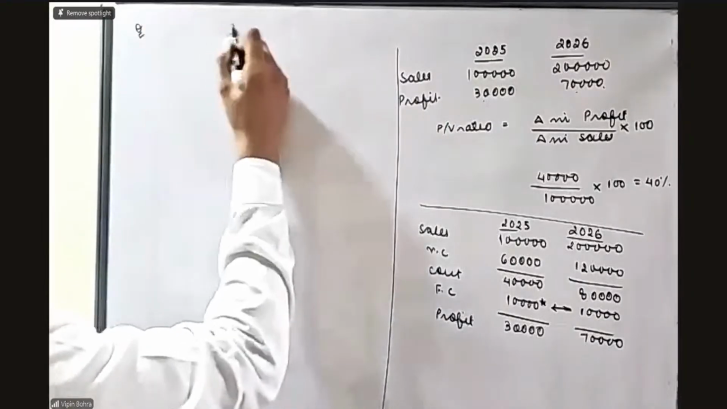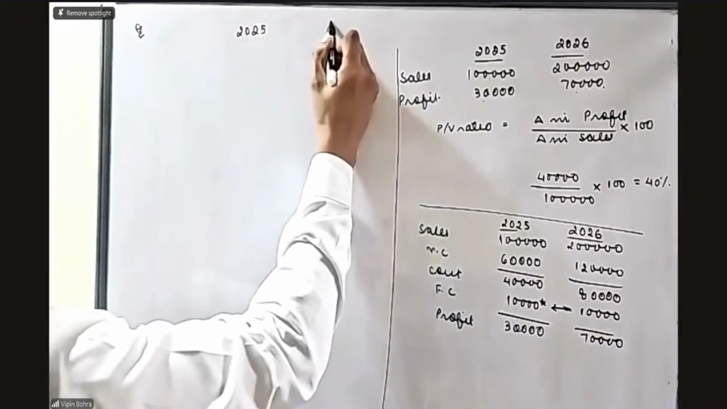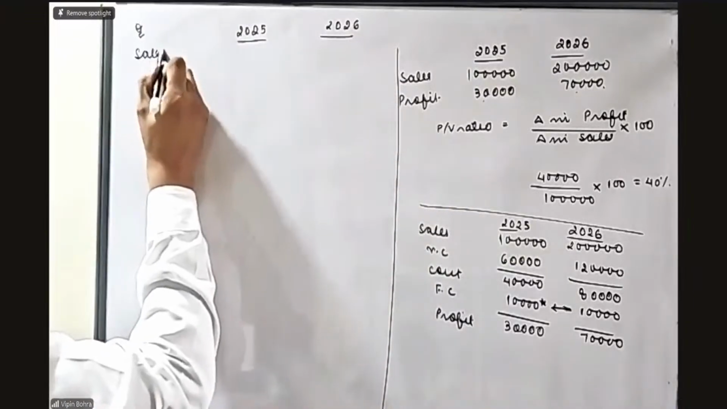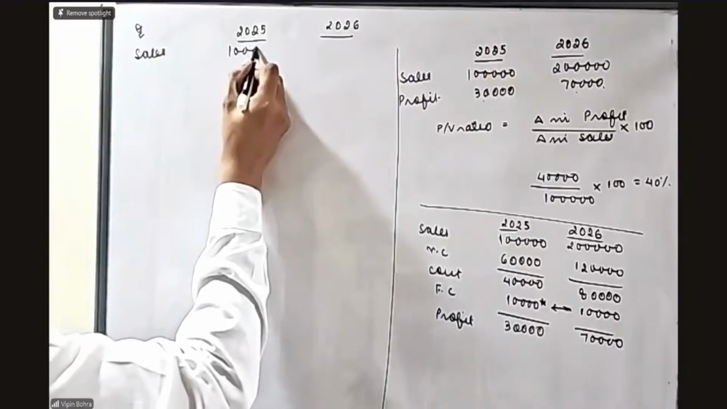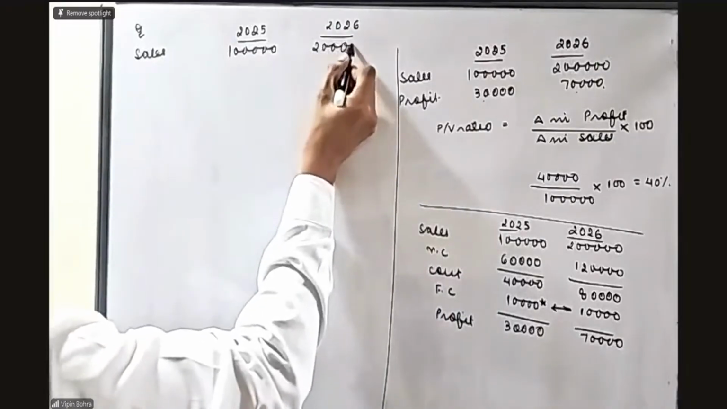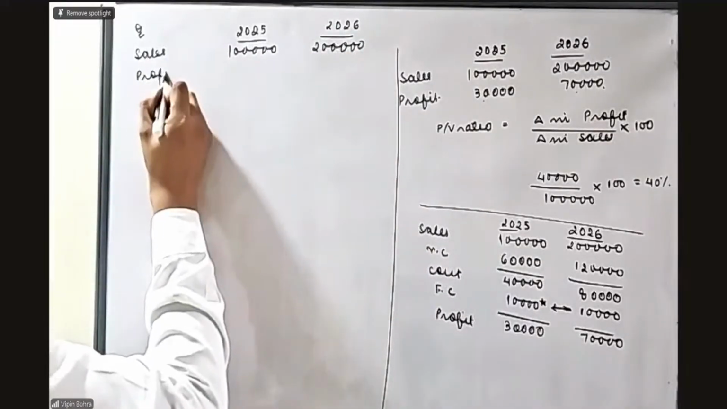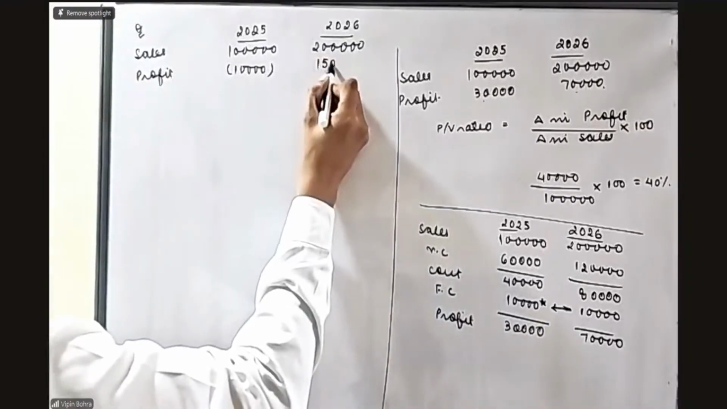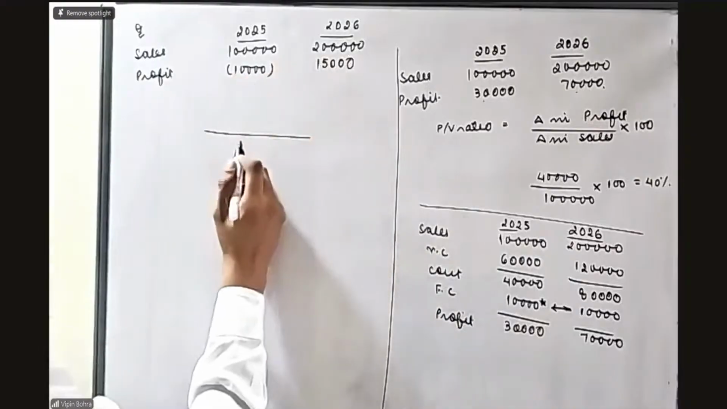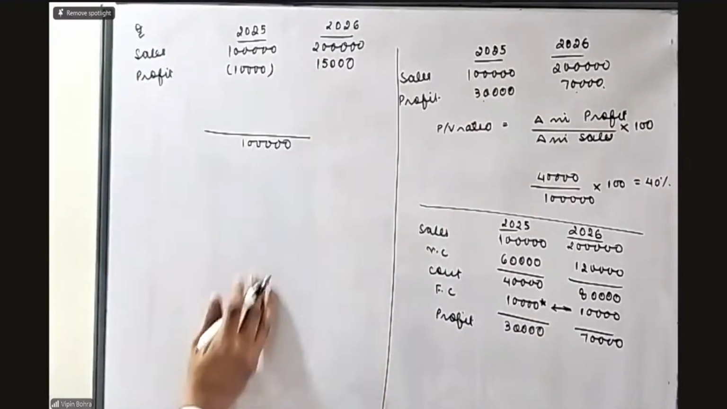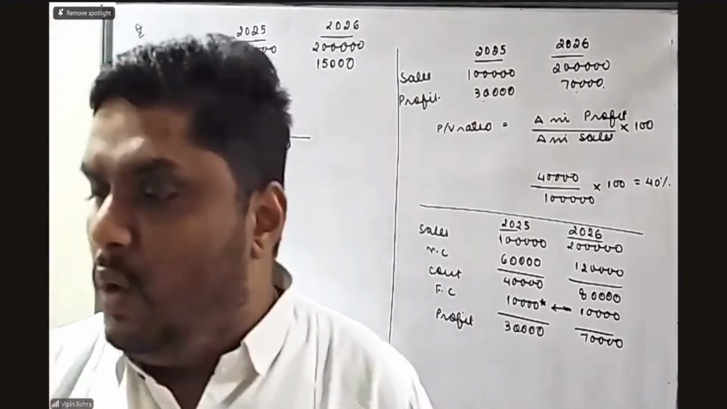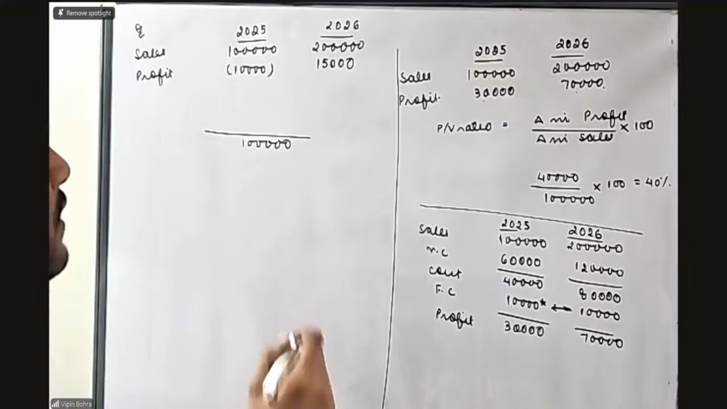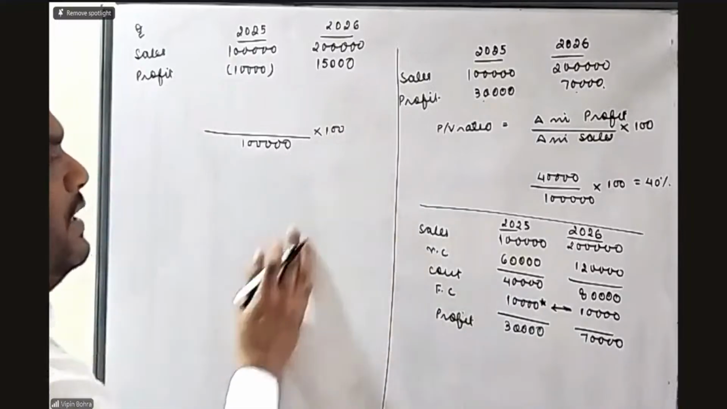So another question, let's say 2025 and 2026 is given, wherein let's say sales is given 1 lakh and 2 lakh. My profit is given 10,000 loss and 15,000 profit. Therefore, my change in sales will be 1 lakh and change in profit. Can you guys tell me what will be the PV ratio in this case? Waiting for your answers.